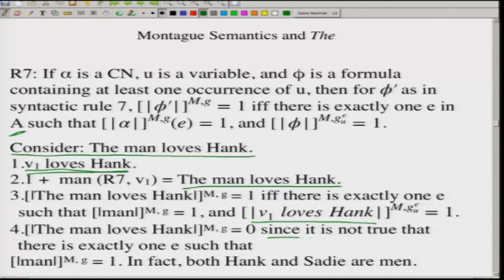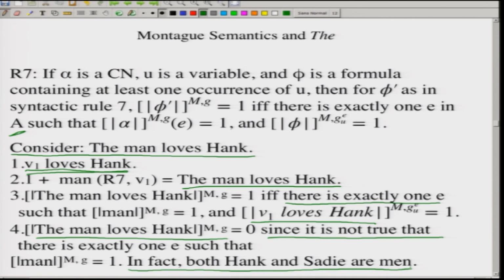So, that is the reason finally the truth value of this comes to be 0. So, the man loves Hank is 1 if and only if, I just read again, there is exactly one E such that E is a man and that man loves Hank. Because that is not the case, it is 0. So, as I said, in fact both Hank and Sadie are men.